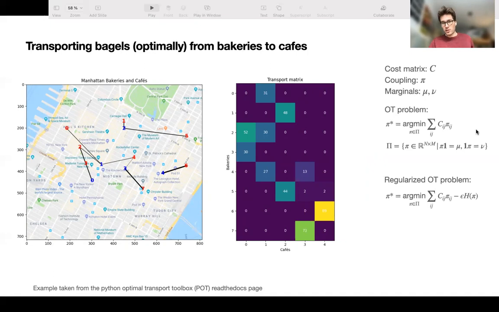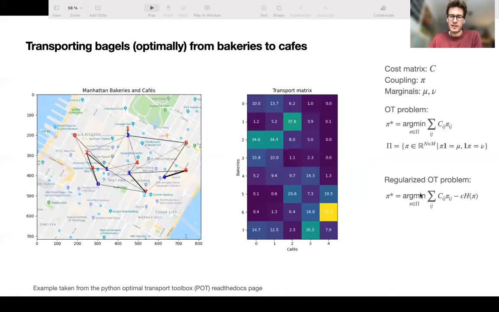So what people often solve instead is the so-called regularized optimal transport problem, where you add this entropy regularization term here. So h of pi would be the entropy of this coupling pi. And what it means in practice is that there's some entropy introduced into this transport matrix or coupling matrix. So now every bakery delivers to more cafes than before, and the whole thing looks a little bit more smooth. And it's computationally much more efficient to solve this problem.